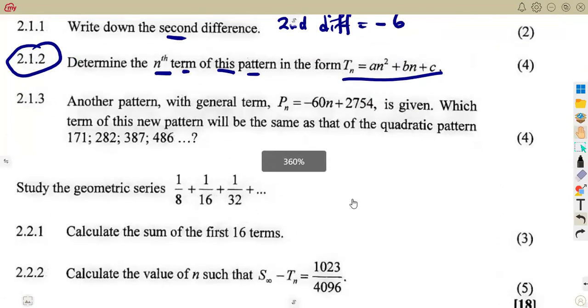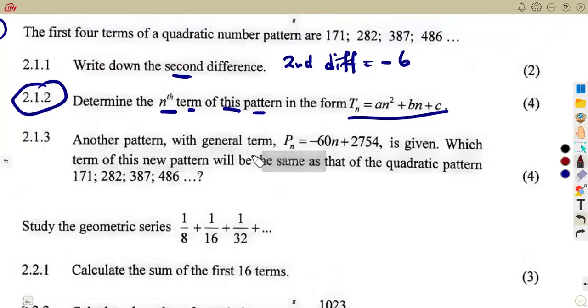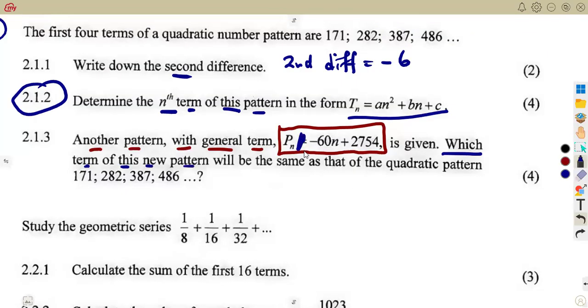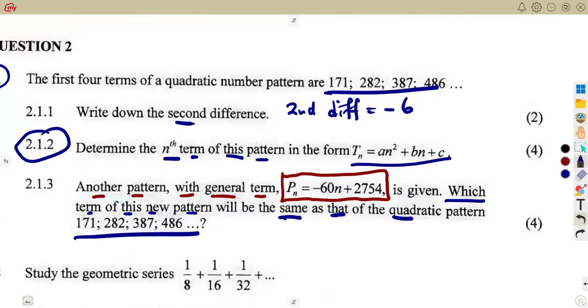Then another question from the same quadratic pattern. They are saying another pattern with general term, so take note of that pattern. This is the general term of that pattern. All right, so this term is given, and that is the question now: which term of this new pattern will be the same as that of the quadratic that we had before? Which term will they be the same?